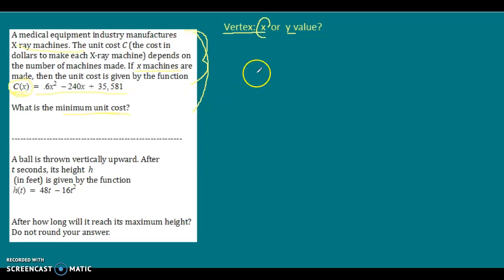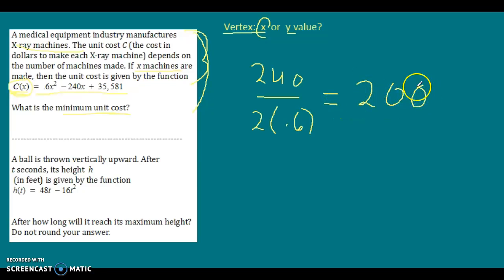So I'm still going to start this off with the opposite of b over 2a, which in this case will be 240 as the opposite of b, divided by 2 times a. And when you do this calculation, you find out that this is equal to 200. In the context of the problem, since this is always the x value, this is telling us that if I make 200 machines, I'll minimize cost, because they told us x was the number of machines. But this problem didn't ask me how many machines I should make, it asked me what the actual cost was.